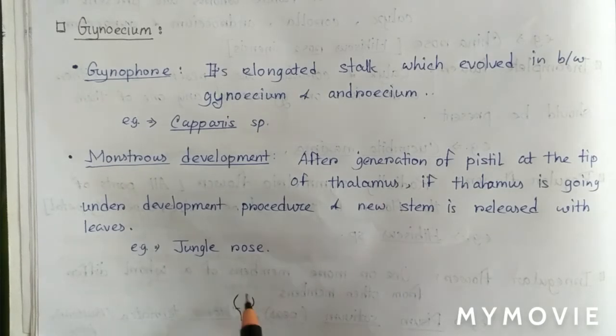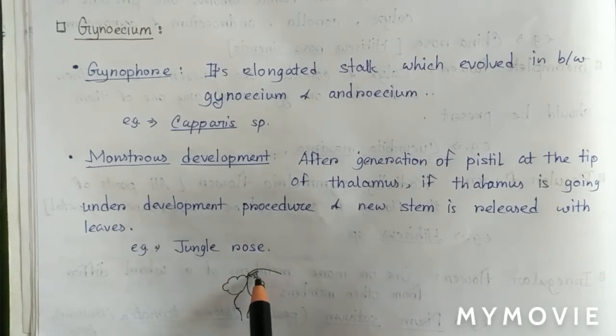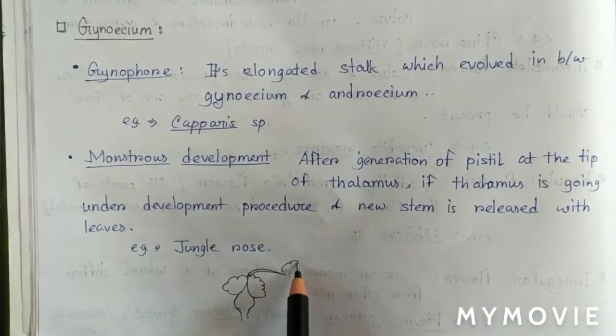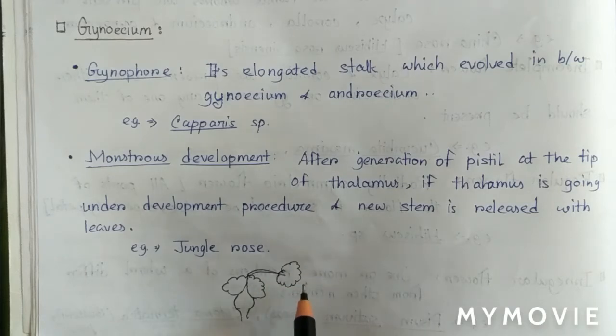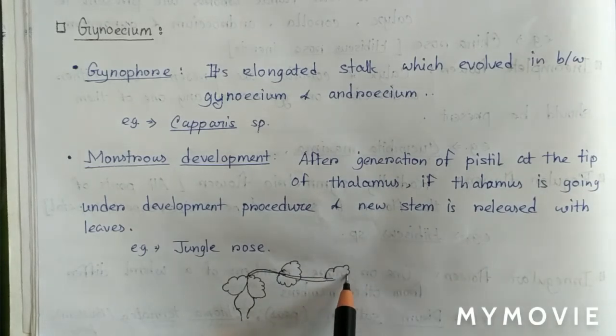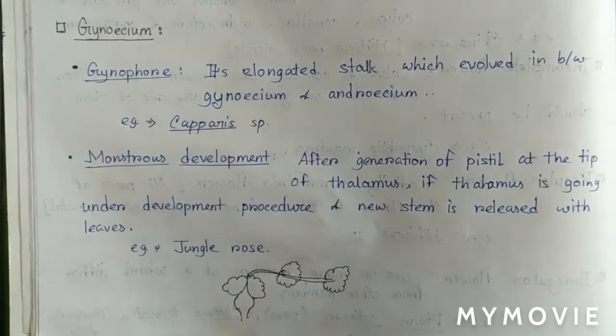We found thalamus-like structure. Here a flower has grown up. Then this thalamus goes through it, then it turns into another stem. Here another flower grows. Then again the thalamus grows up. Again a flower grows here.